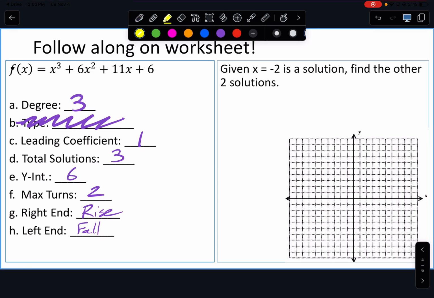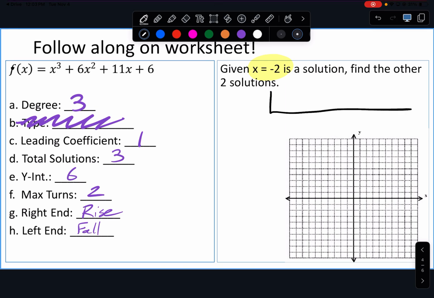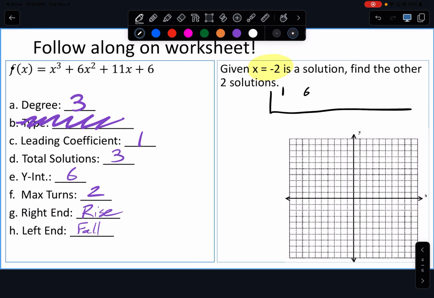Now they tell us up here that one of our solutions is -2. So what we're going to do is use our synthetic division, and we're going to find the other 2 solutions of this. So we're going to set it up 1, 6, 11, and 6. And then -2 is going to be our red number on the outside. Okay, go ahead and work through your synthetic division and get your depressed polynomial.